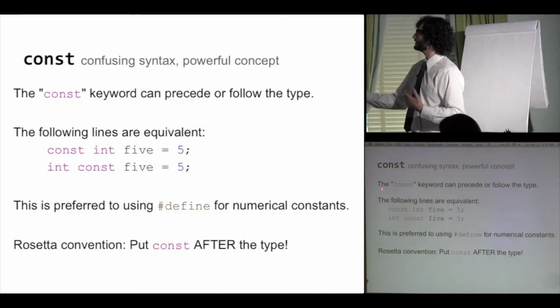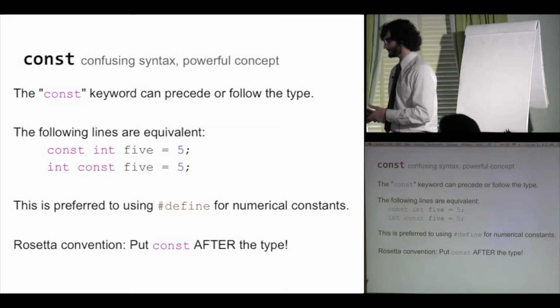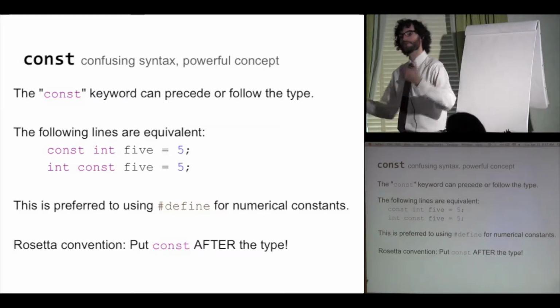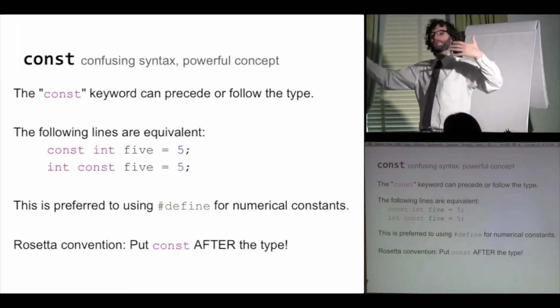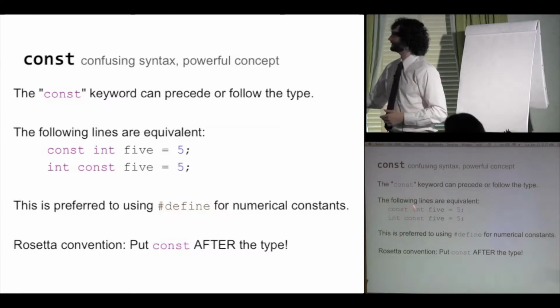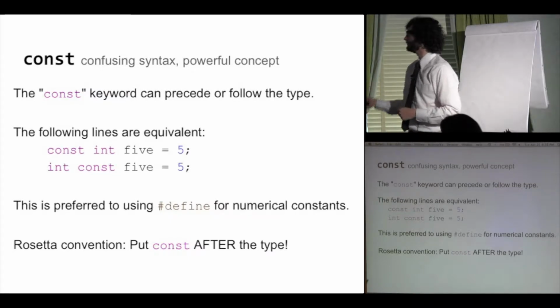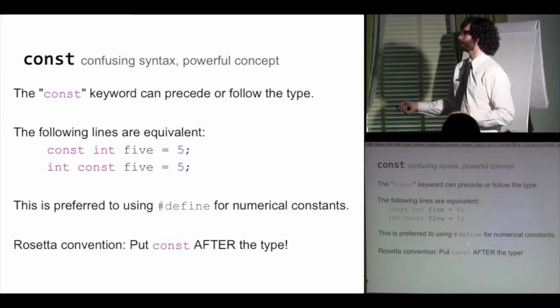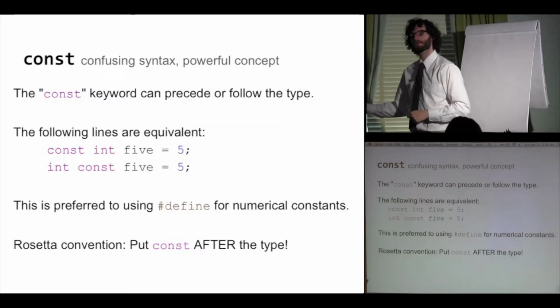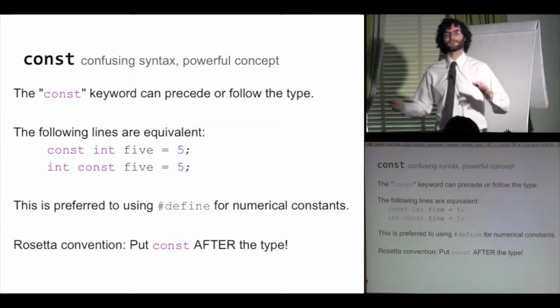Using consts is preferred to using the pound define for numerical constants, because basically this is a preprocessor directive, and what happens is when you're compiling, it just pops out the code and pastes in this number. So instead of doing that, we want to actually treat this thing like an integer, so we know that it has this type and we can use it that way. In Rosetta, we always put const after the type, so we would prefer the int const five. So that's a convention that we use, and it makes life a little easier when everyone does that the same way. So please do that, even though this works. It's just a social convention at this point.